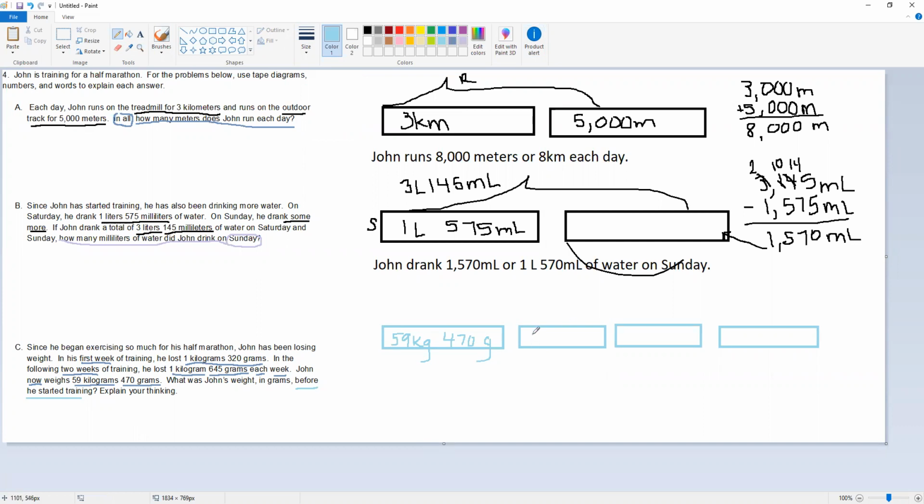And then we're going to put in his lost weight. So he lost 1 kilogram, 320 grams. And then he additionally lost each week, he lost 1 kilogram, 645 grams. He did that twice. 1 kilogram, 645 grams. And I'm gonna have to make another video.